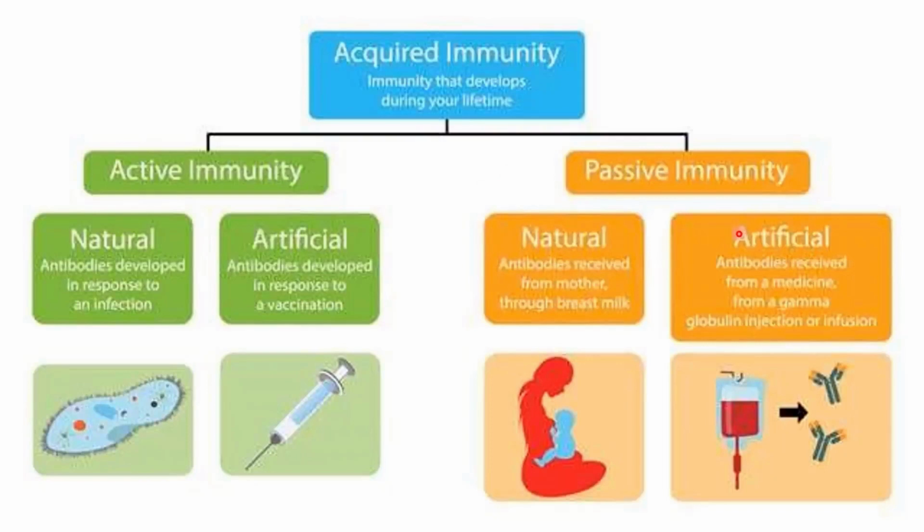Now, the source of artificial passive immunity: in some cases, you need quick antibodies.